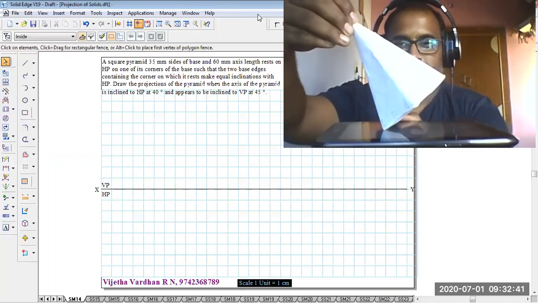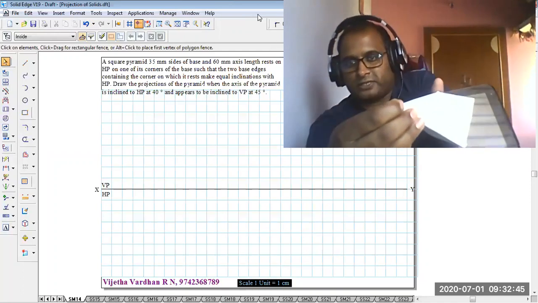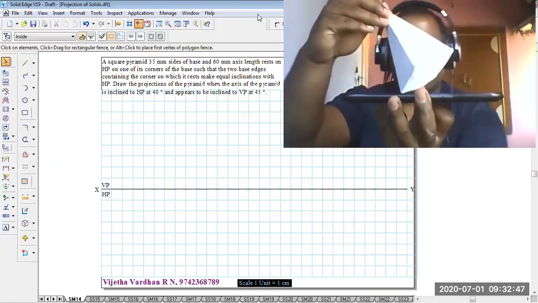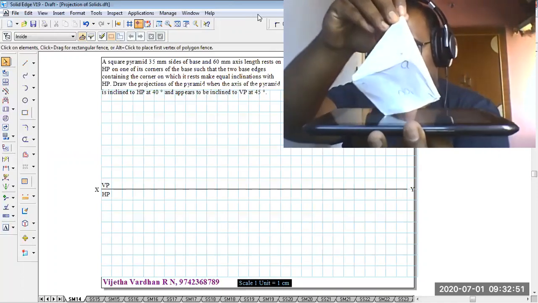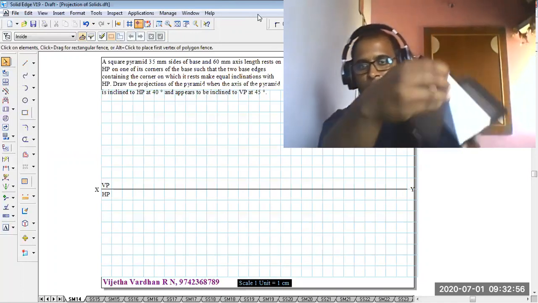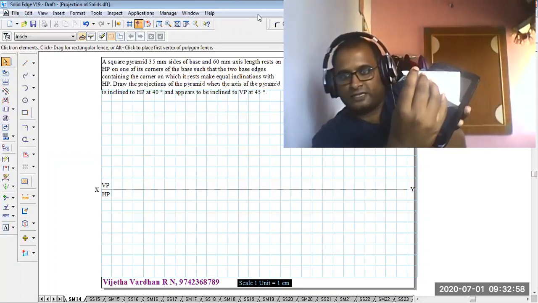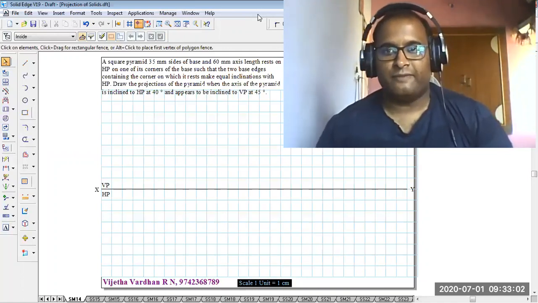Now, 40 degree to HP inclination is given. This is what the front view is going to look like, and this is what the top view is going to look like. And then it appears to be inclined to VP at an angle of 45 degrees. This is how the third rotation is going to be. And this is what the top and front views you are going to get in this position. Now let me show you how to solve the same in your grid book.